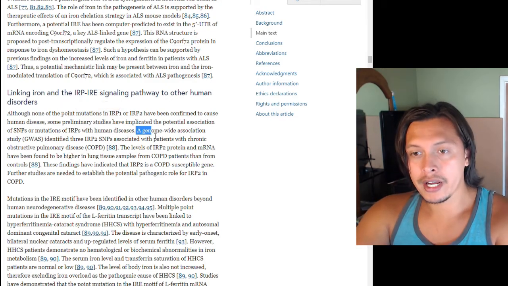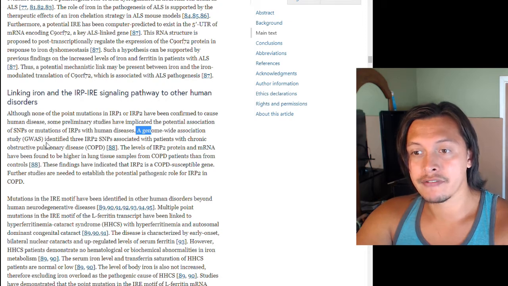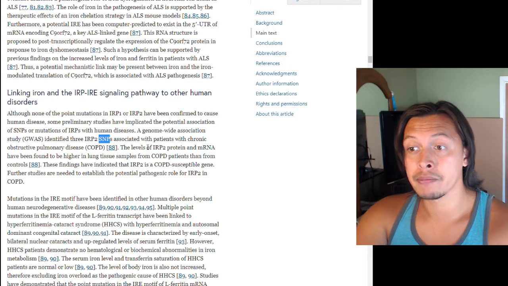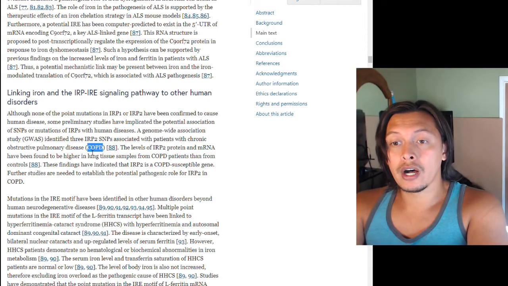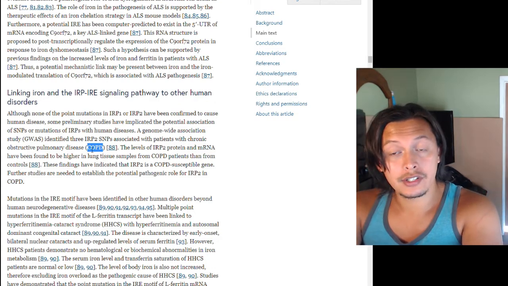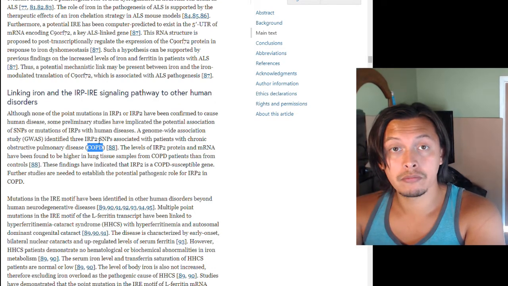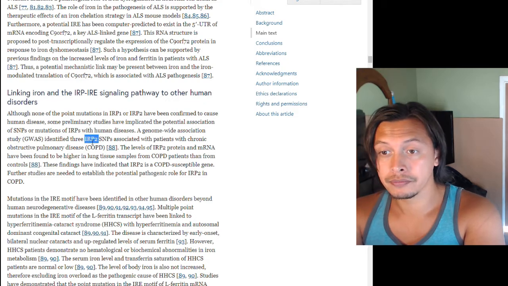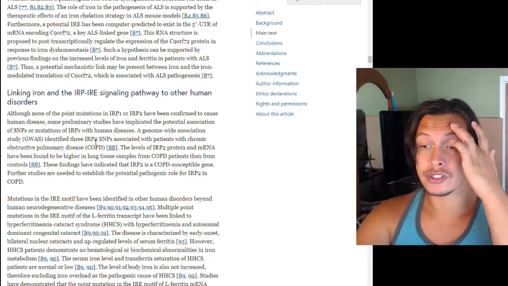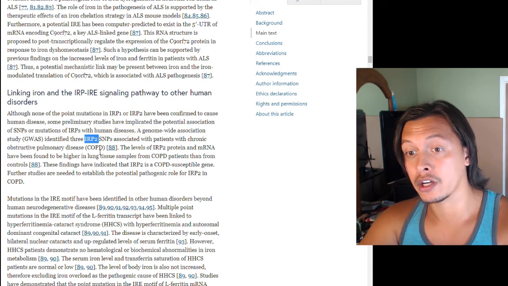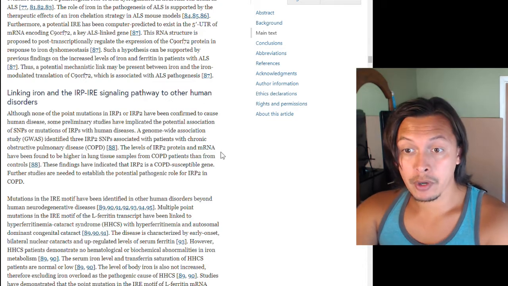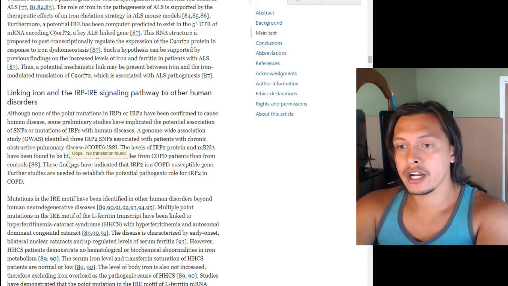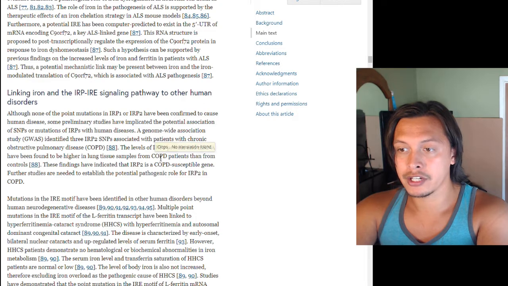So, a genome-wide association study, or a GWAS, identified three IRP2 single nucleotide polymorphisms associated with patients with chronic obstructive pulmonary disease, or COPD. So it is possible that COPD is associated with a single mutation of IRP2. Or I should say, there are three different mutations in IRP2 that are associated with COPD. Anyways, the levels of IRP2 protein and mRNA have been found to be higher in lung tissue samples from COPD patients than from controls.